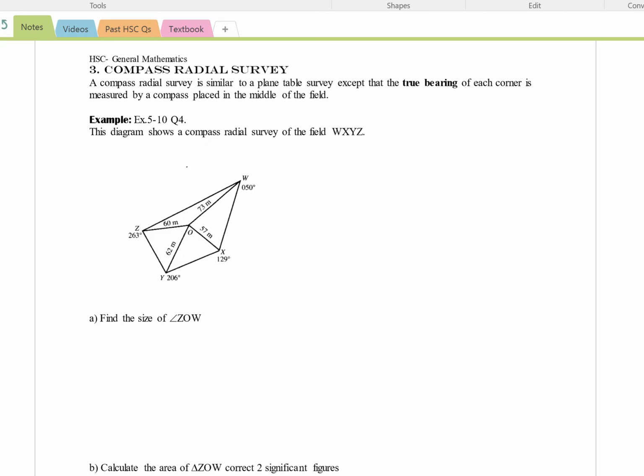Now the third method is called compass radial survey. So here's that term again, radial, and compass. Radial means coming from a central position. And compass, well, you understand compass as the north, south, east, west points. And I'm sure that you would also associate compass with bearings, which is very relevant in this case.